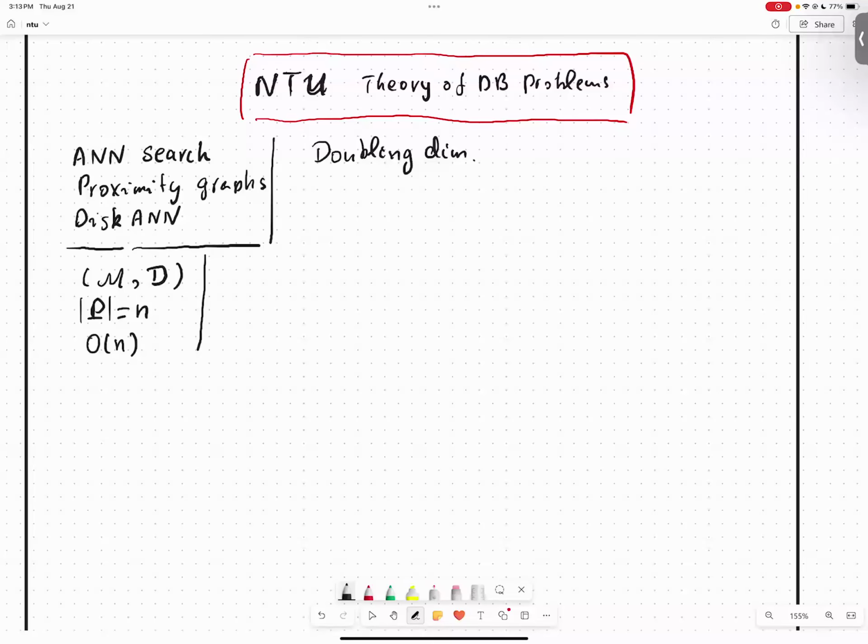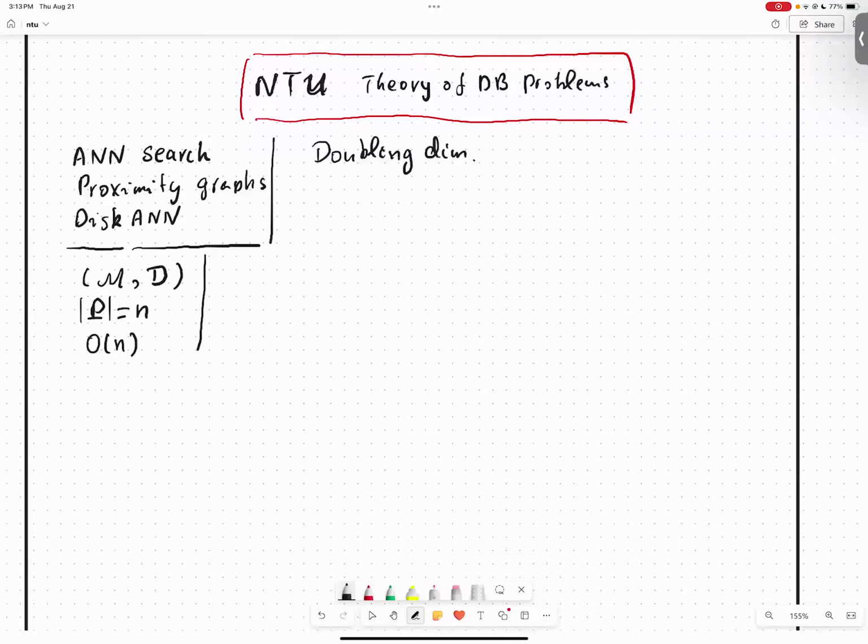So as you will see, the theory that I'm going to introduce has been successful in explaining part of the phenomena: that proximity graphs are very efficient and some ANN methods are very efficient in practice. But this method also has its own limitations. It does not really explain all the phenomena that we can see in practice. So let me continue with doubling dimension.